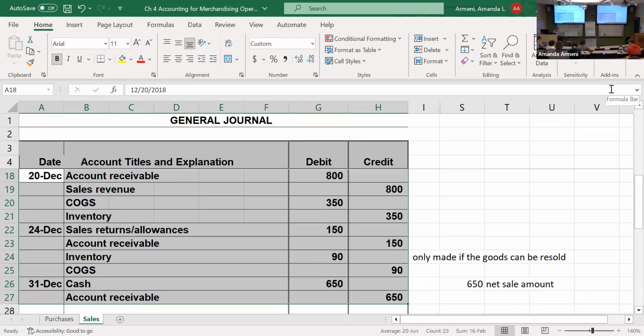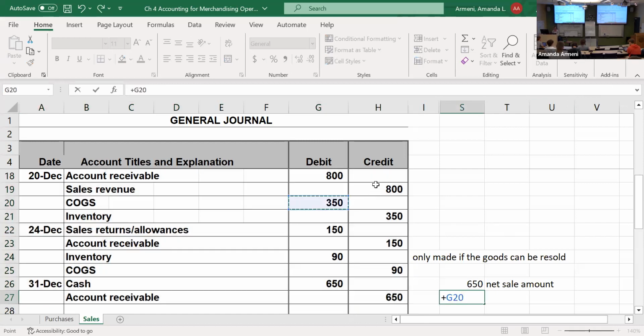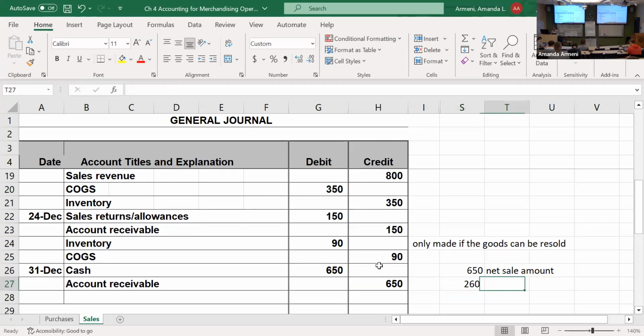Tim, how'd you get it? It was 350, but then remember, we essentially reversed $90 of that out. We said that's not actually cost of goods sold anymore because they returned the stuff to us. So 350 was initially what we thought cost of goods sold was, but then $90 of it we just took out. We reversed that entry for $90. Okay. So the total cost of goods sold was 260.